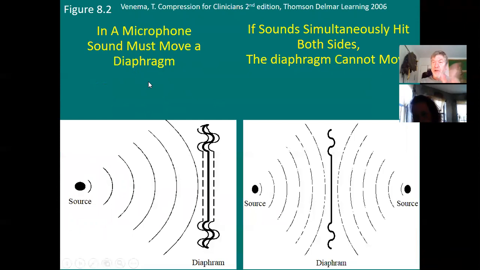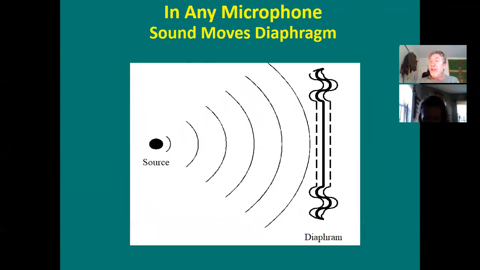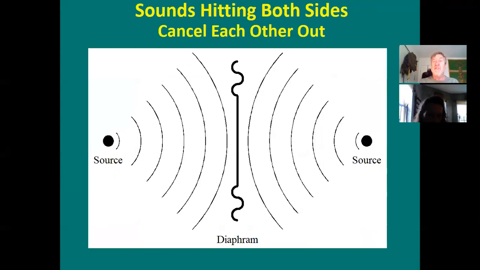So let's look at what happens as a result. In a microphone on the left, sound has to move a diaphragm. So here's sound coming from a source, and it's wiggling the diaphragm. Now look at the right. If sound simultaneously hit the diaphragm on both sides, there's cancellation. It won't move. So let's look now at how directional microphones work. In any mic, sound moves a diaphragm, as you can see here in this slide. Well, sounds hitting both sides would cancel each other out.